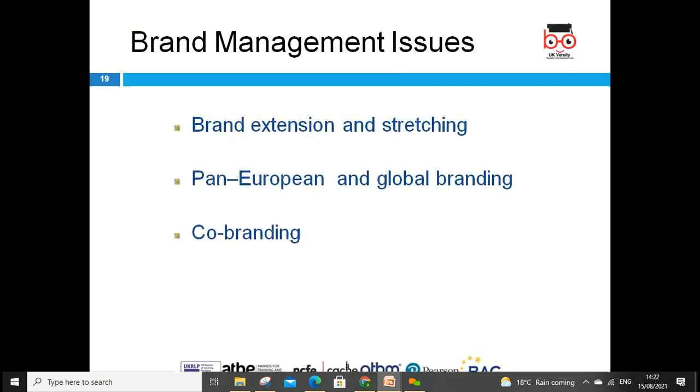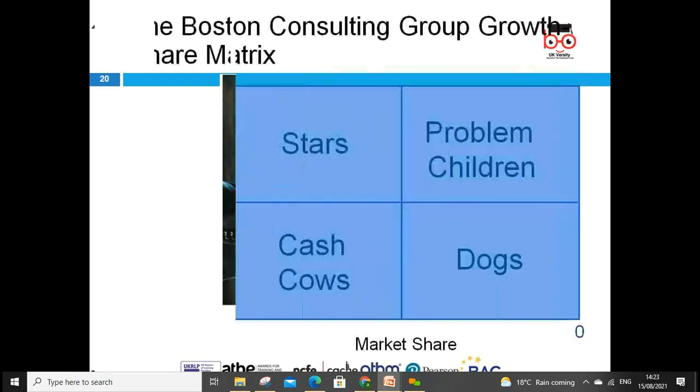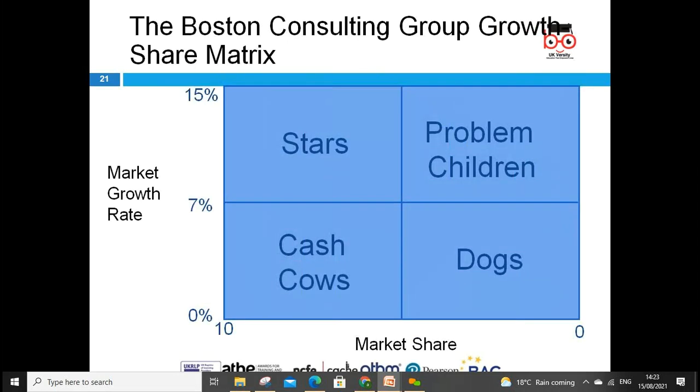Okay, that's what we need to look at. Brand extension, stretching, global branding, co-branding. And this is one company's brand campaign, where the man is the good guy who gave something back. So they focus on the brand, which became quite popular throughout the world in drinking.